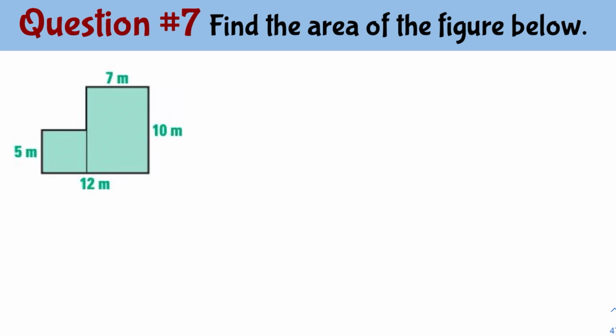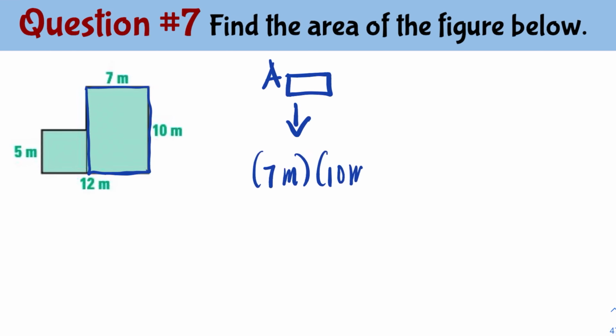Question number 7. Find the area of the figure below. So this is a complex figure because we have two shapes put together. So first, we need to find the area of the rectangle. And the area for the rectangle here is this shape, which is 7 meters by 10 meters. So for the area of the rectangle, we have 7 meters times 10 meters, which is 70 meters square.